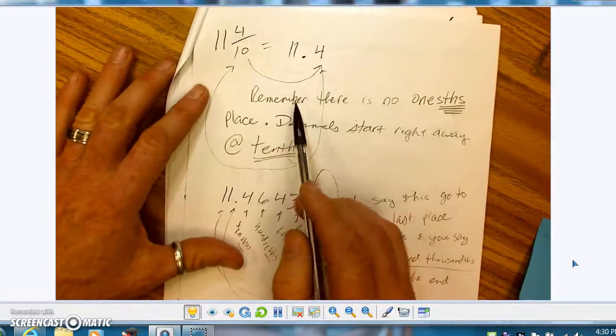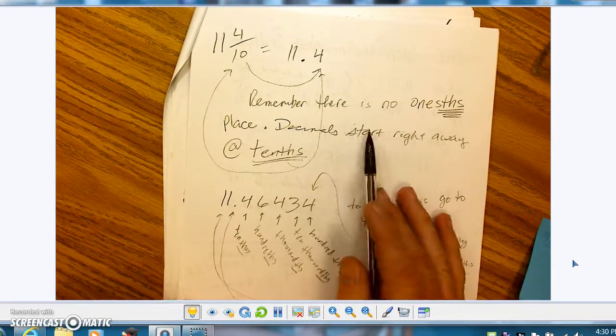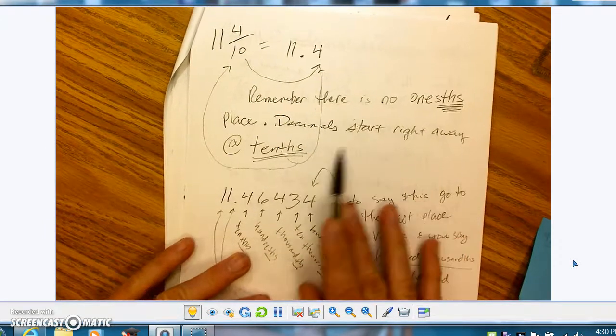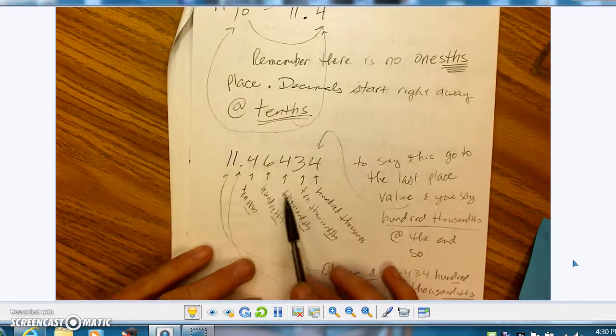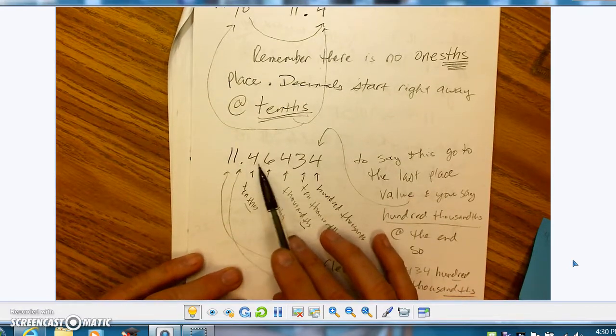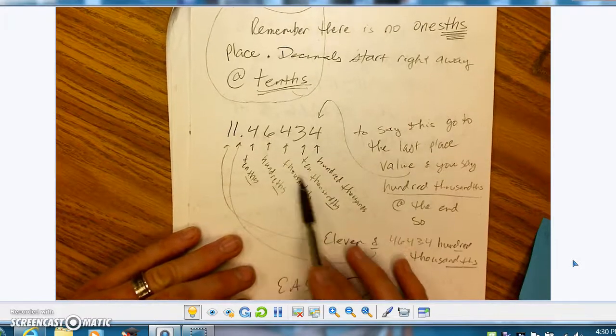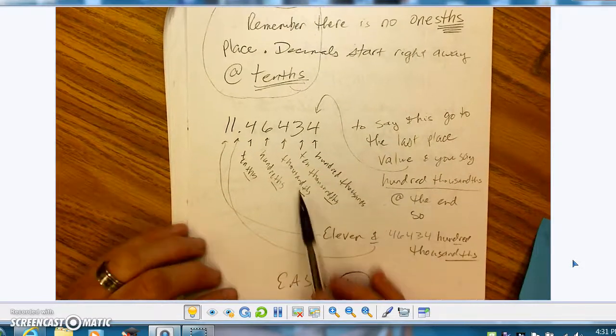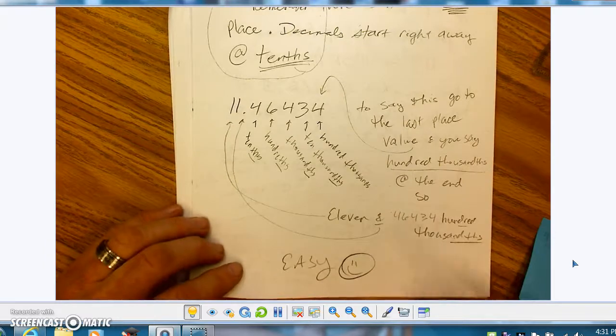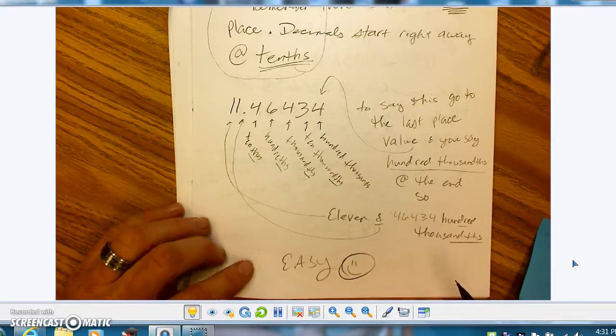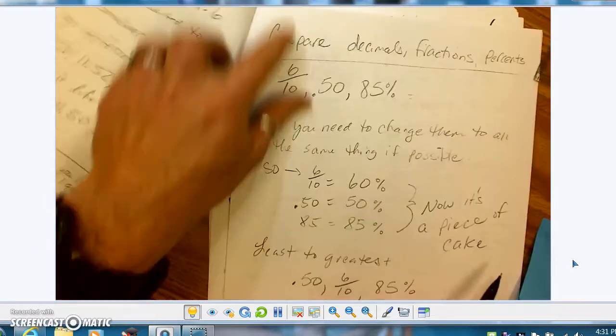11 and 4 tenths is 11.4. Remember, there are no oneths place. Decimals start right away at the tenths. And so I just started one out, 11.4644, blah, blah, blah. To say this, go to the last place value, and then you would say the 100,000ths. So nothing super special there.